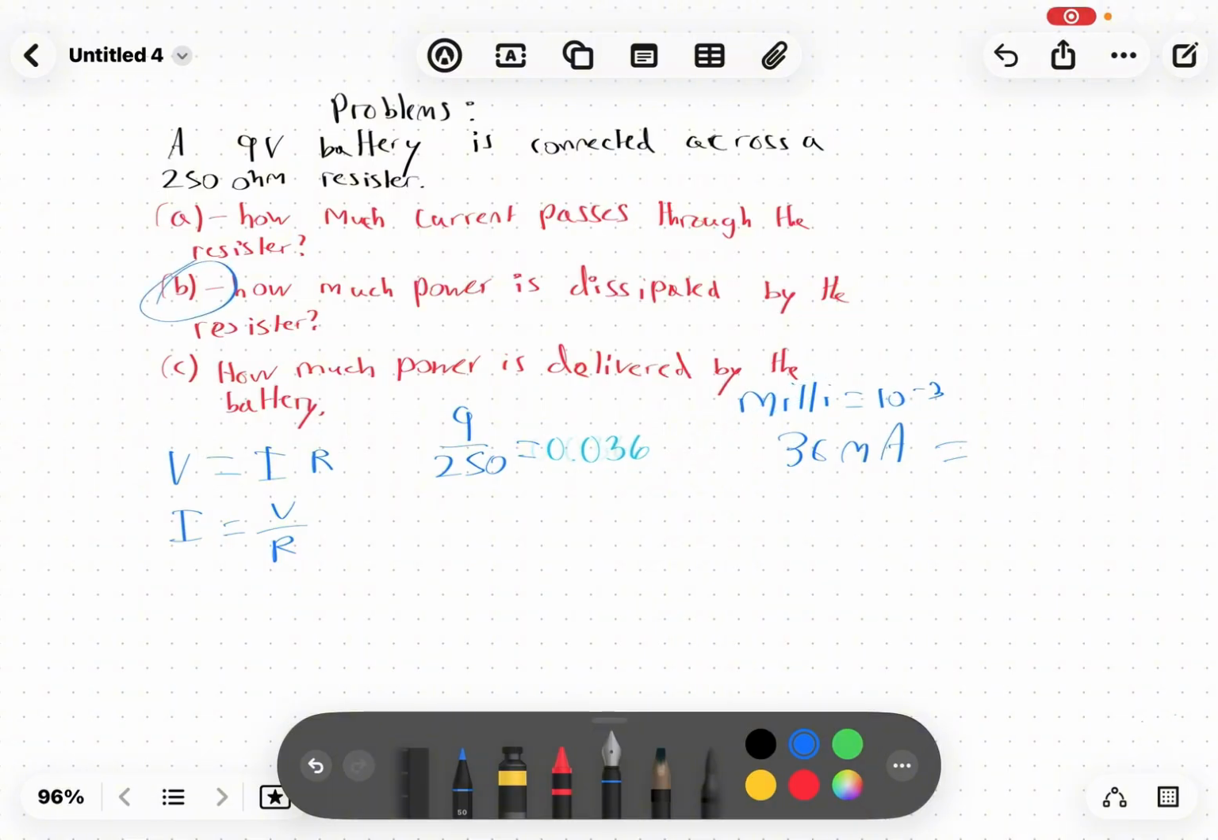For the second, how much power is dissipated by the resistor? So power equals I squared times the resistor.